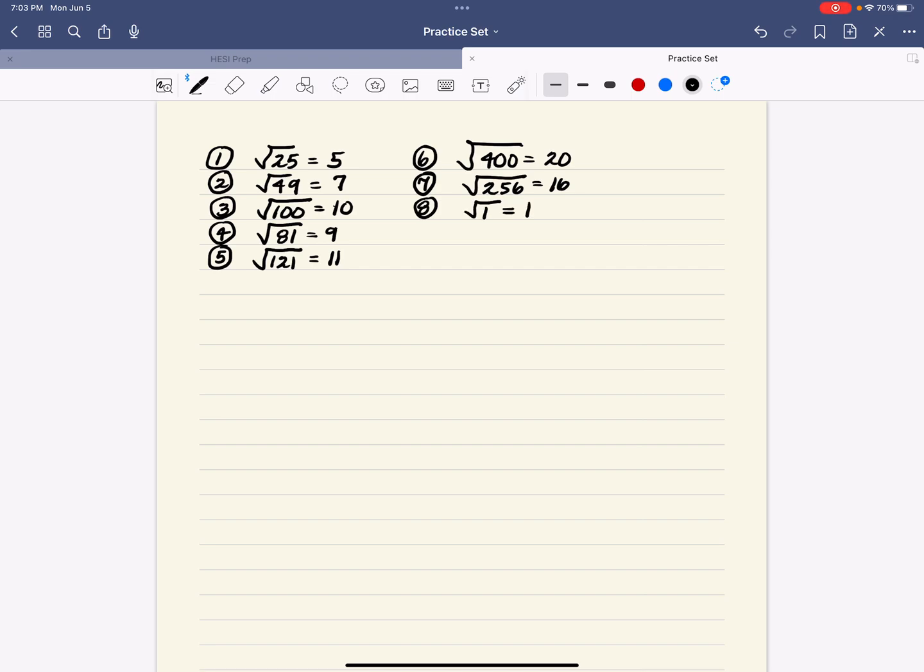The square root of 1 is 1. It's its own square root. The square root of 169 is 13. And the square root of 9 is 3. Okay, that brings us to the end of practice set 3.